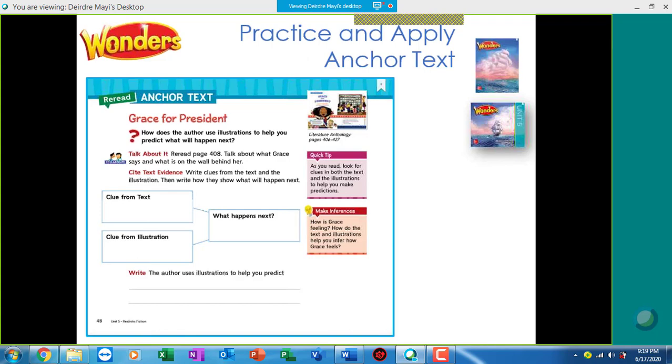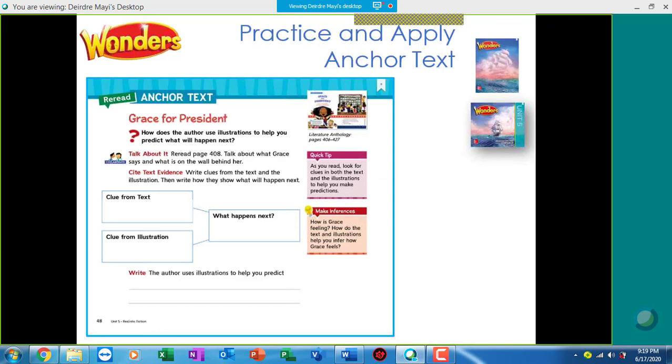So notice on this page, the students are asked, how does the author use the illustrations to help you predict what will happen next? Now, I want you to think back. When students were working with the shared reads, weren't they also making predictions? Yes, they were. So now students will use a talk, cite, write routine to help them be able to answer this question.